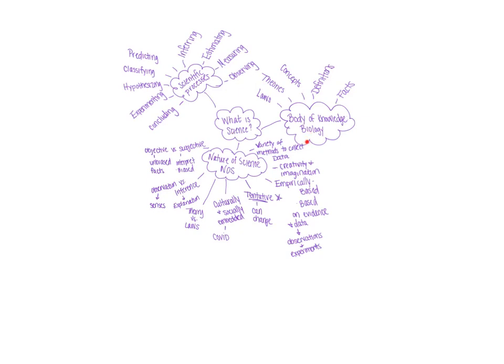So we have our facts, okay? This is what we know. Our scientific processes are, how did we actually know what we know? What did we use? Okay. And then finally, our nature of science is kind of the rules of science. What makes something scientific? What makes something not scientific? Okay, so all 3 of these combine.